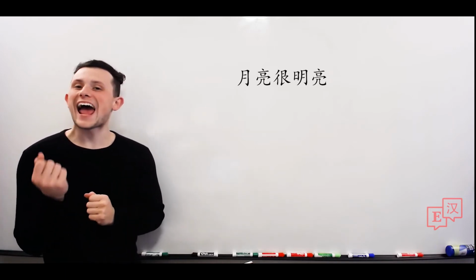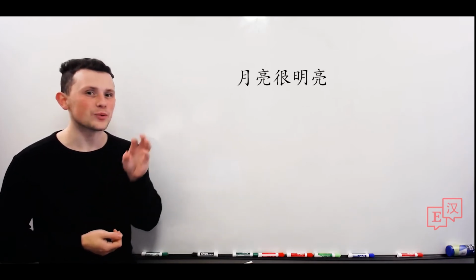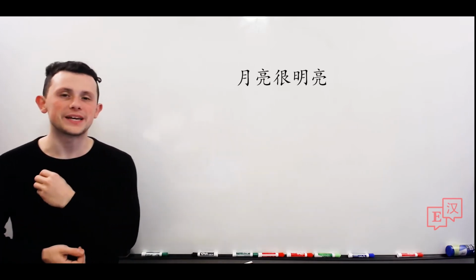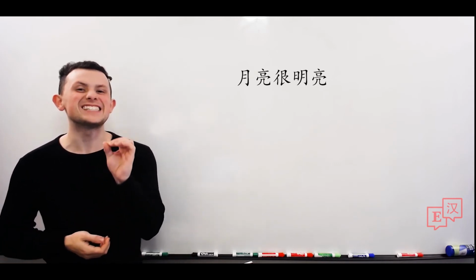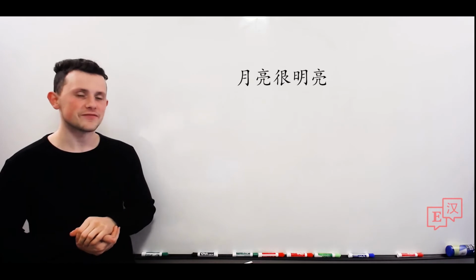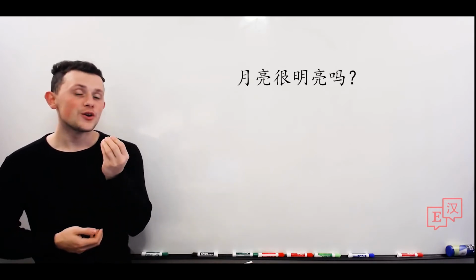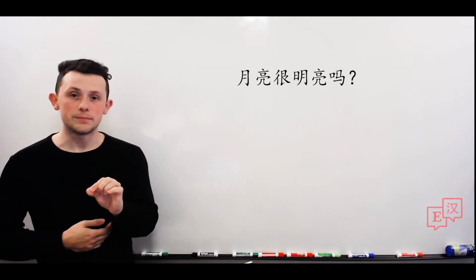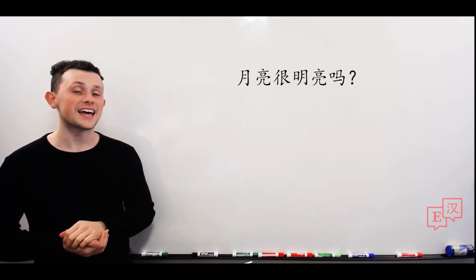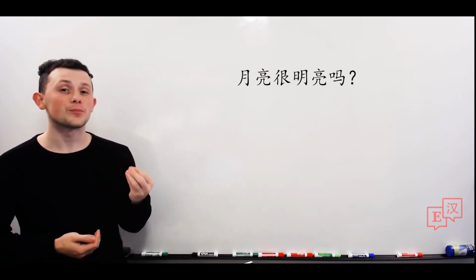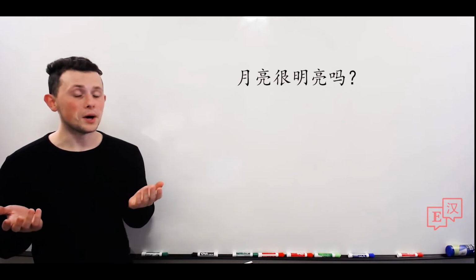Now, what if I want to ask you, is the moon bright? In English, we do this thing where we take the is, we take our verb and we throw it at the beginning, which is a little confusing for a foreign language learner. Mandarin is the easiest language on earth to make questions in. We just add a 吗. 月亮很明亮吗? And just like that, is the moon bright? My answer, 月亮很明亮.